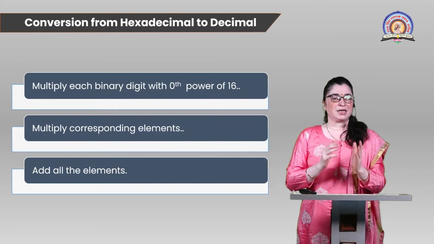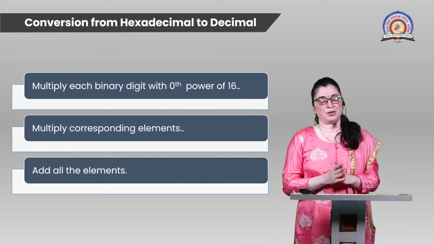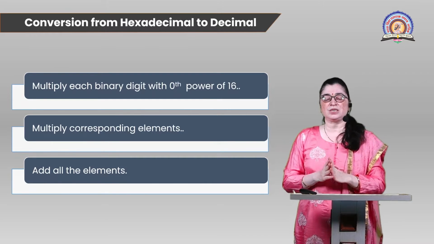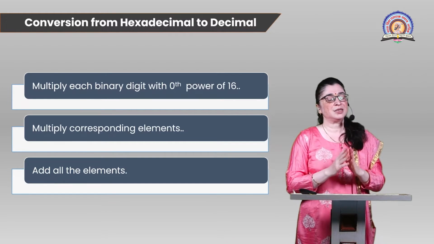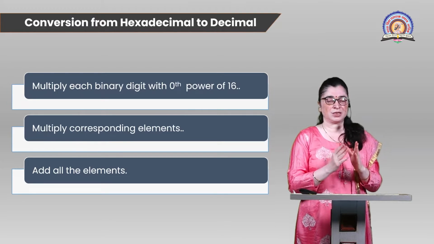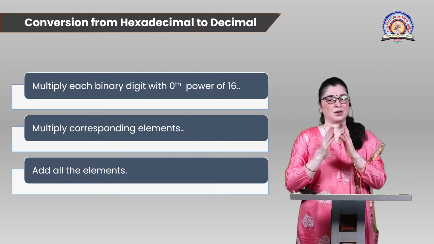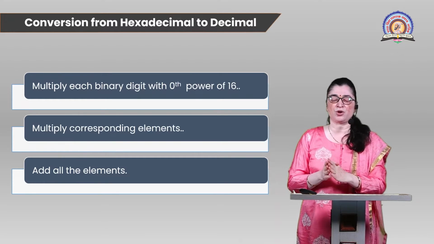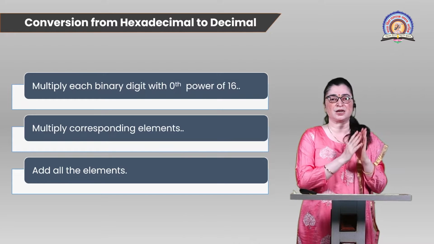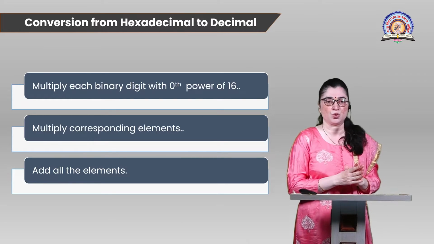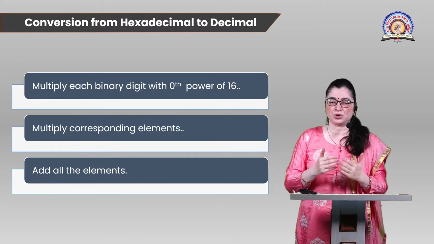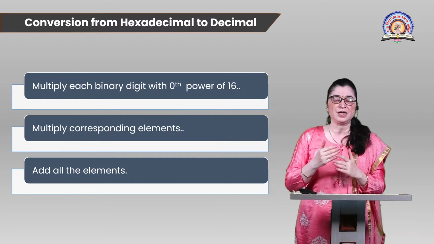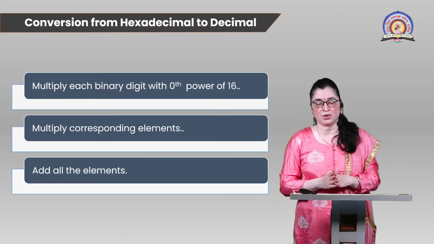Then from hexadecimal to decimal. In this number system, you have to multiply each digit by the 0th power of 16. Means firstly you multiply by the 0th power of 16, then the first power, then the second power, then the third power and so on. Then multiply corresponding elements and then add all the elements. We will get the decimal number.